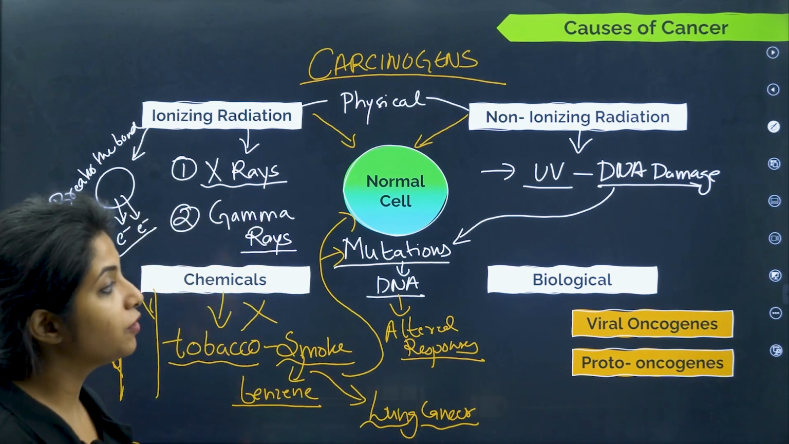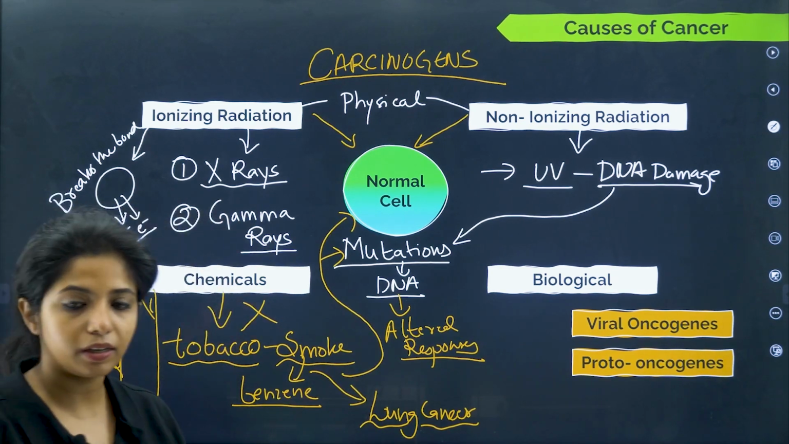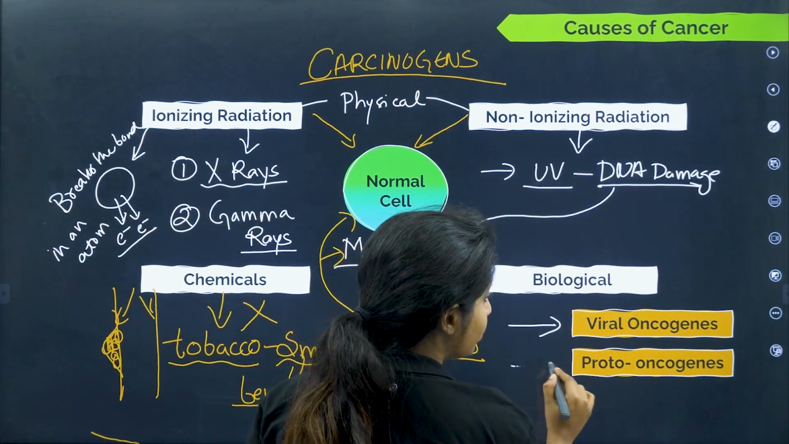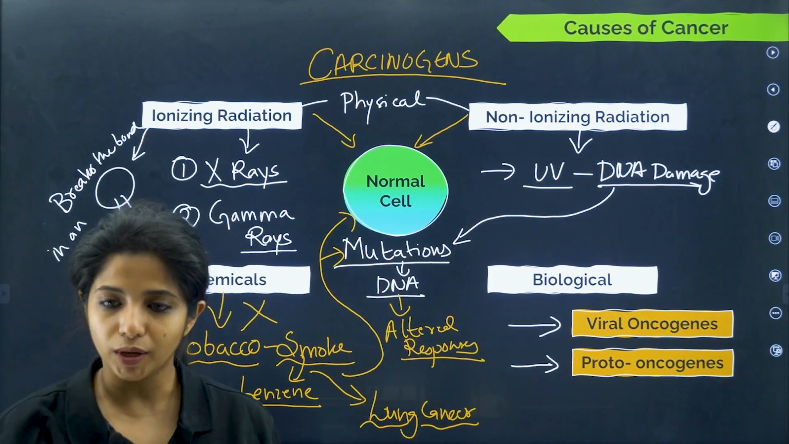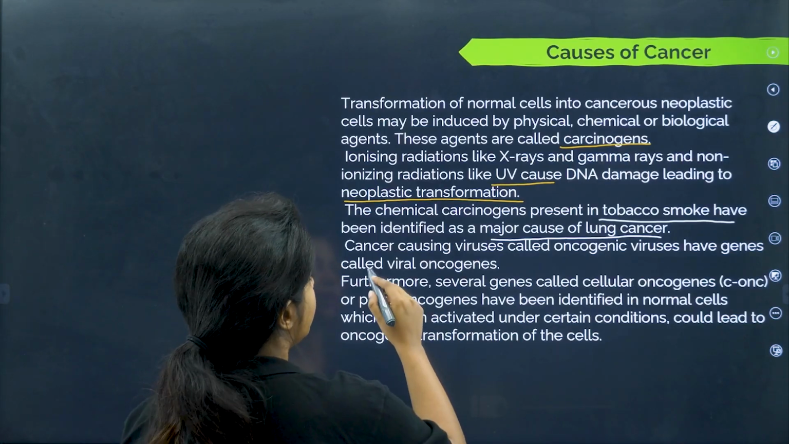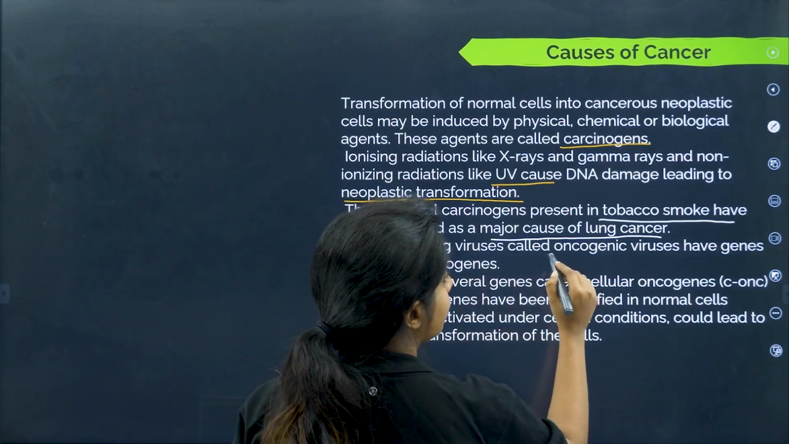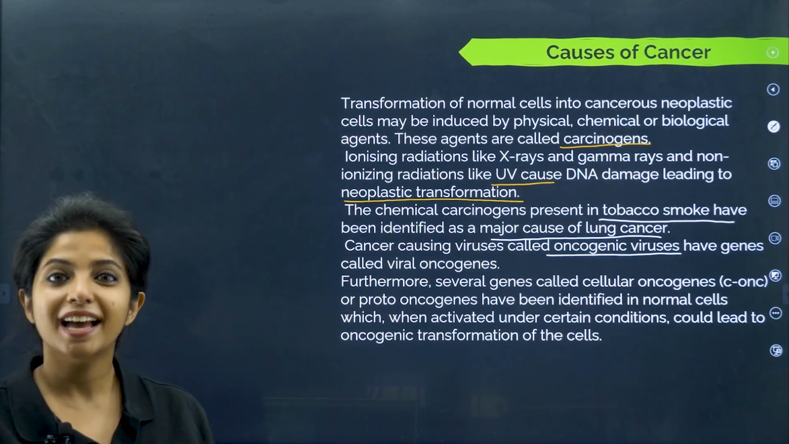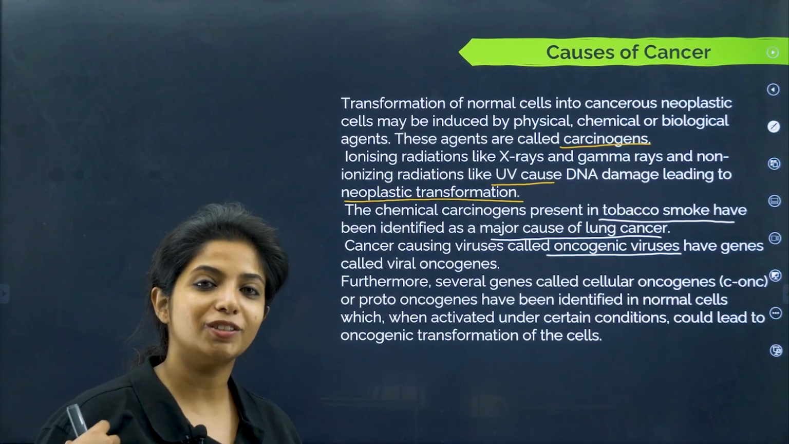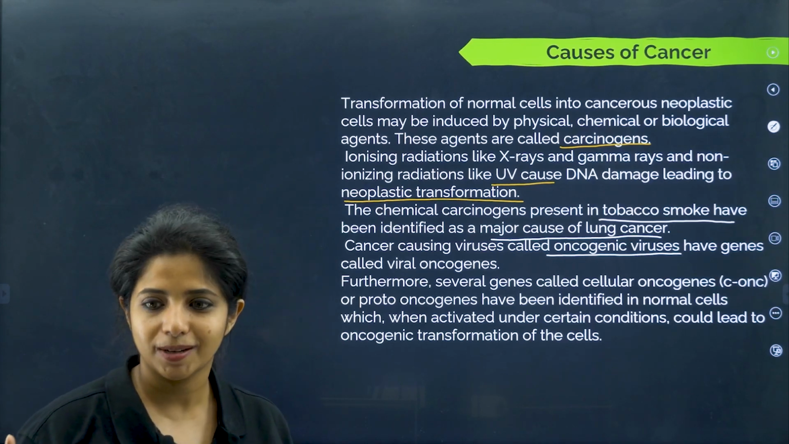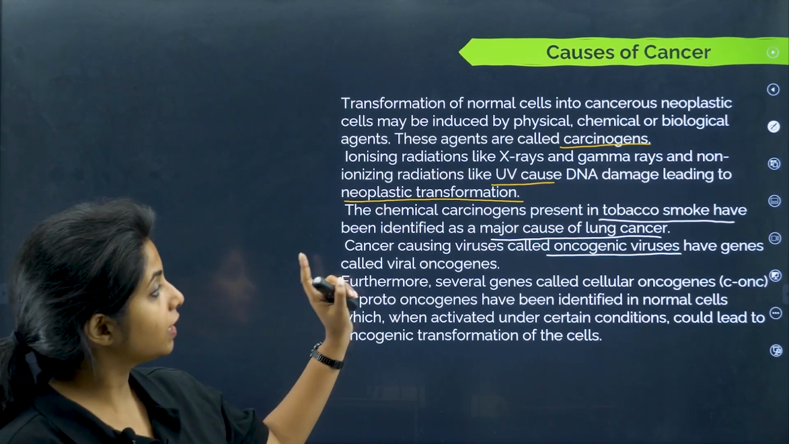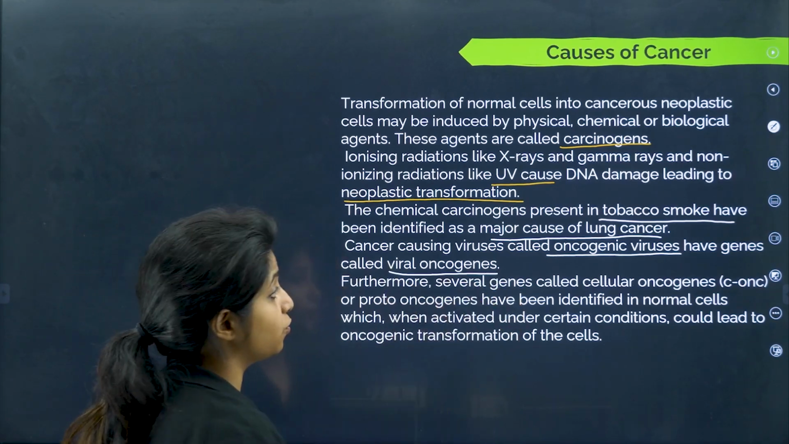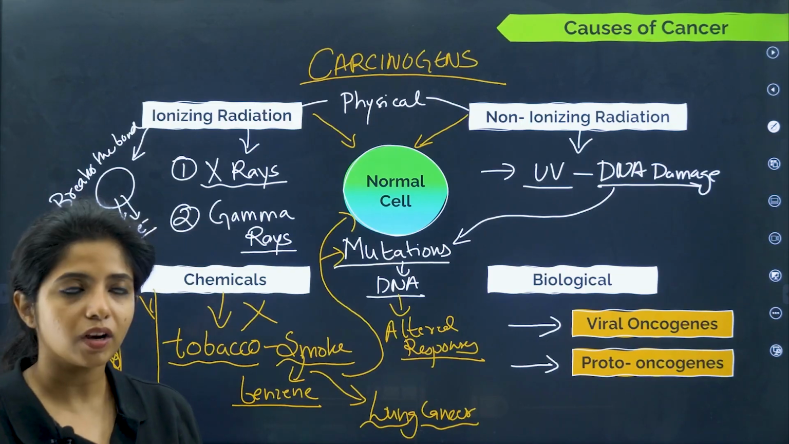Now going ahead, what do we have? We have biological agents. For biological agents, we have two things: one is viral oncogene and the other one is proto-oncogene. We have to read it first. Cancer causing viruses are called oncogenic viruses. Oncogenic means the ones that cause cancer. What do you call the doctors who treat cancer, children? Oncologist. So cancer causing viruses called oncogenic viruses have genes known as viral oncogenes. What do these viral oncogenes do?